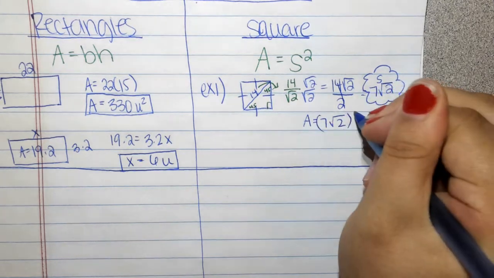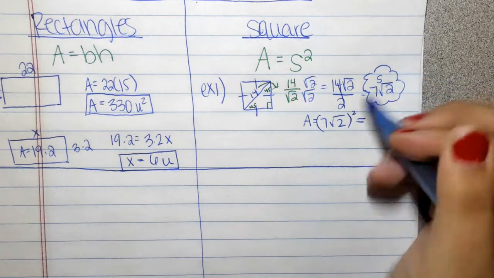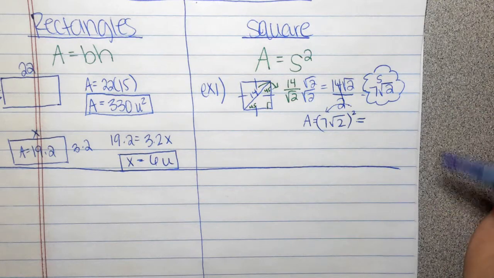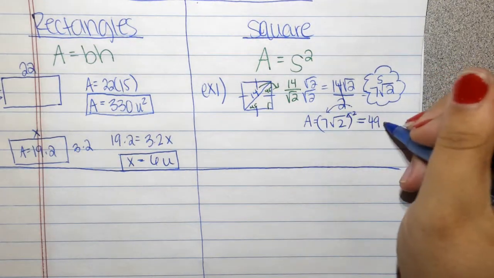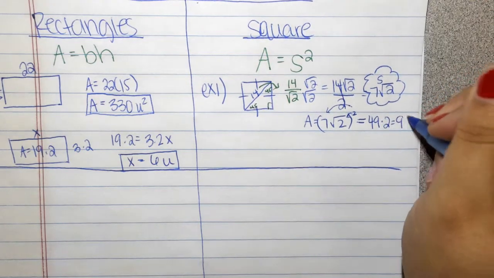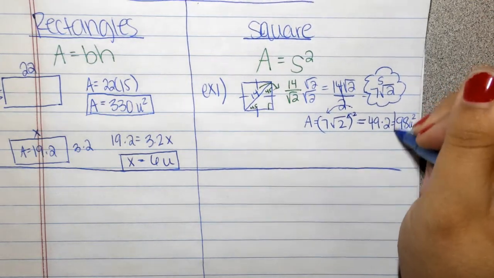So 7 square roots of 2 squared. Remember that distributes. What is 7 squared? 49. What is the square root of 2 squared? 2. So this is 98 units squared.